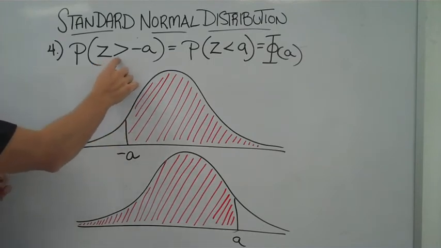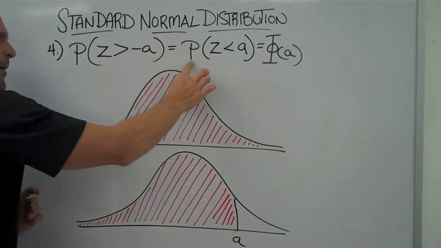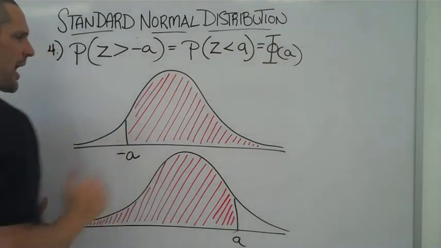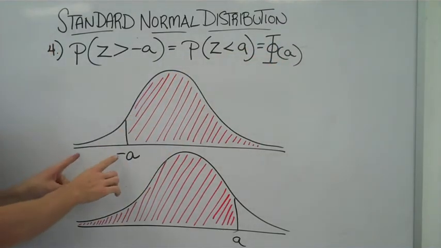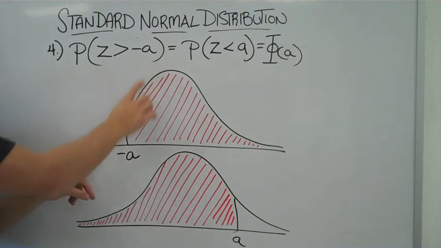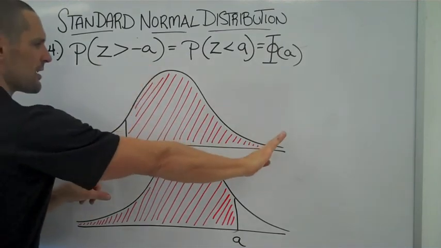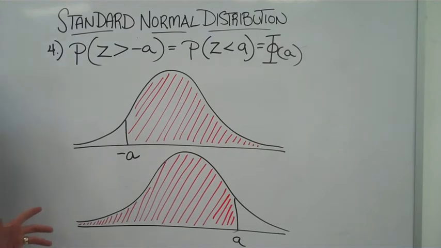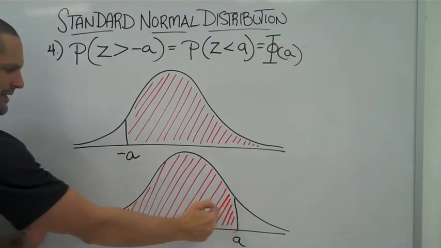Well, the probability that z is greater than negative a is the same as the probability that z is less than a, which is that Φ of a. If you want to find the probability that z is greater than negative a, in other words, you want to find this, you have to use symmetry and say, well, that's going to be the same as the probability that z is less than a.